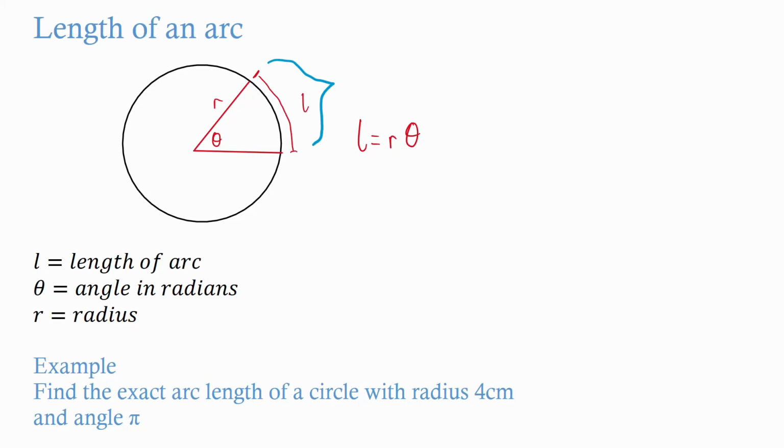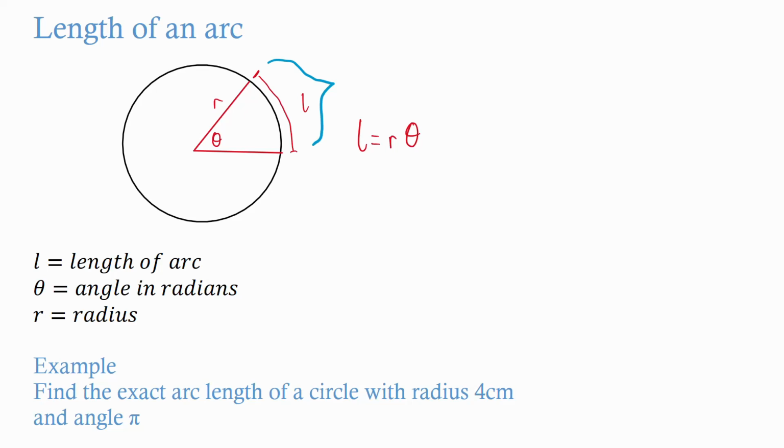We also have two other symbols in there. We have R for the radius. Remember, radius goes from the center of the circle to the outside. And then we have theta, which is the angle in radians. It's very important that we remember it's in radians. So how we find the length of the arc, it's just the radians, or the angle, times the radius.